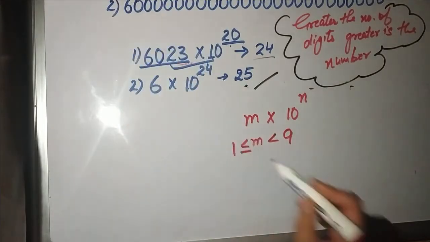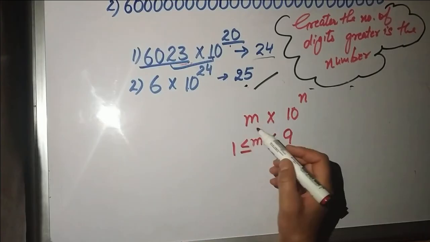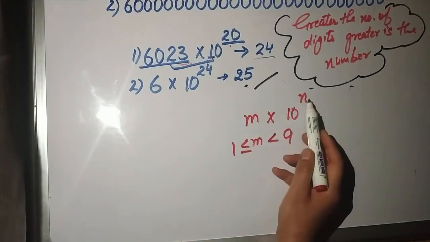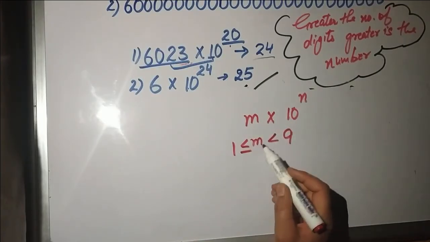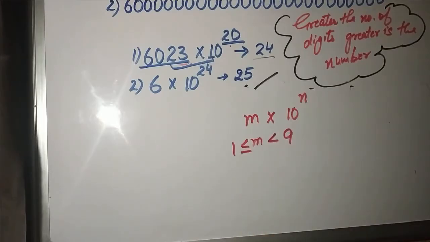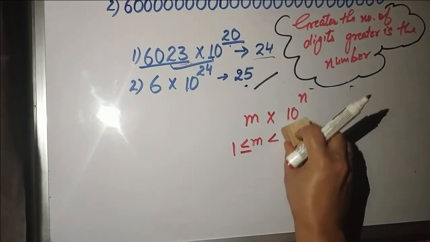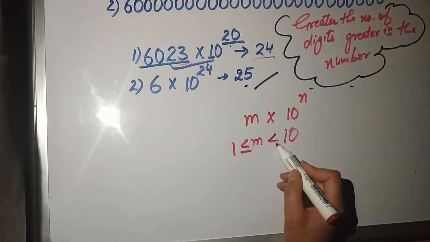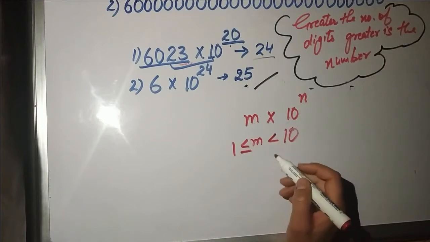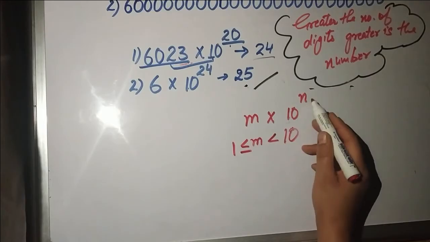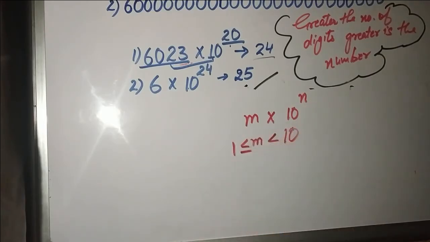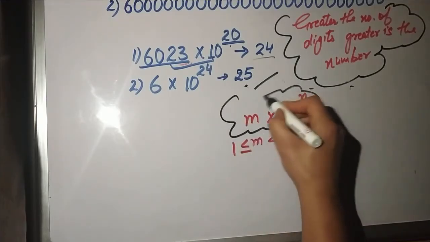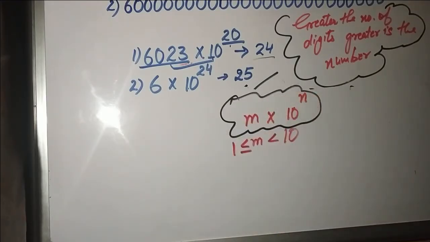So to compare big numbers, they are easy to compare when we keep them in m into 10 raised to power n form, where m lies between 1 and 9. Why 1 and 9? We can say 1 and less than 10, because then it will remain a one digit number. Less than 10, it can be 9.7. And 10 raised to power n format. So in this format, it is easy to compare the numbers.